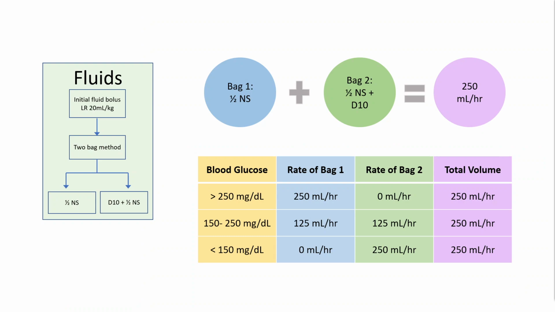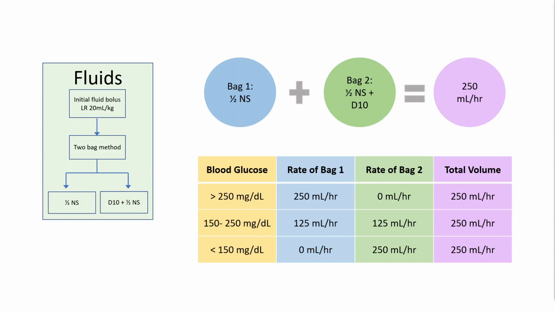Next is our fluids. We know that for the most part, patients that are in DKA are hypovolemic. The goal is to replace that fluid deficit over 24 hours. To do this, we're starting by giving a bolus of an isotonic crystalloid fluid. As you can see here, it is going to be lactated ringers. So we are giving a bolus of lactated ringers at 20 milliliters per kilogram.